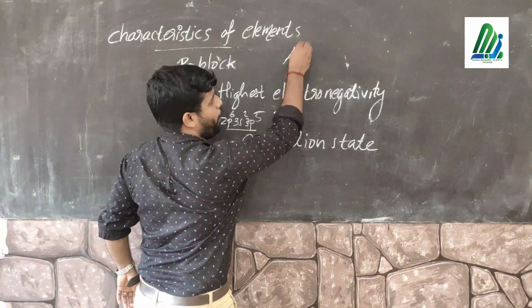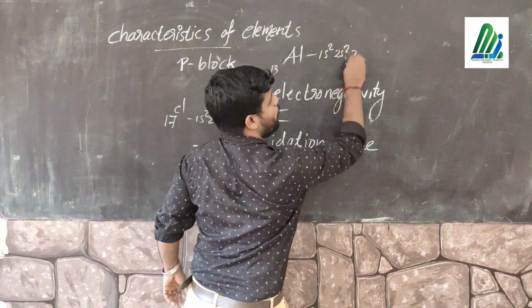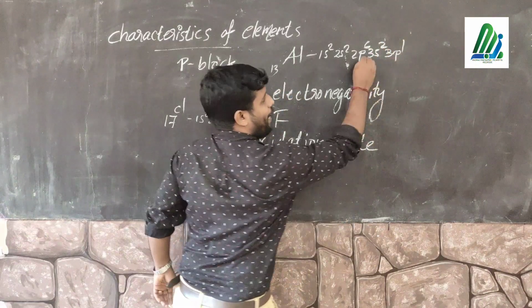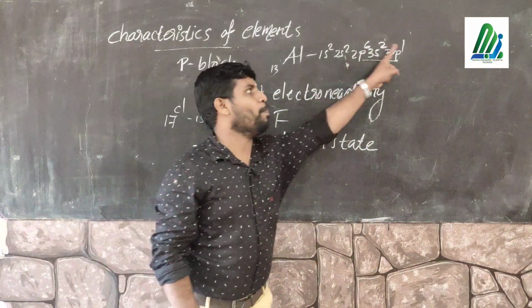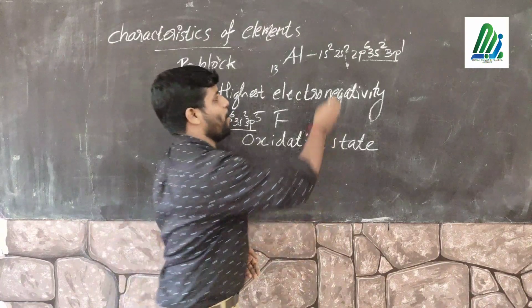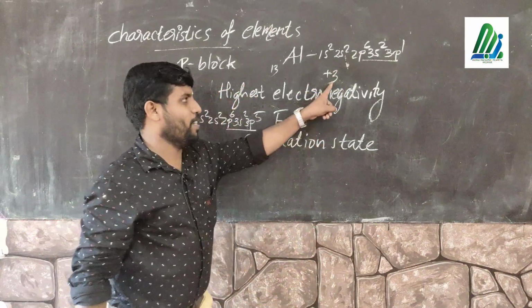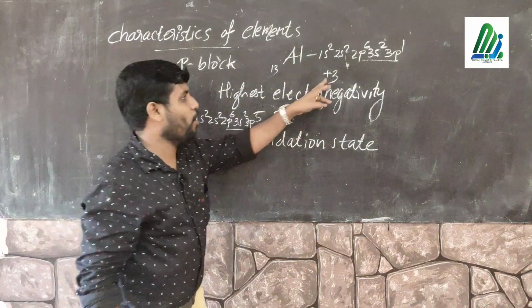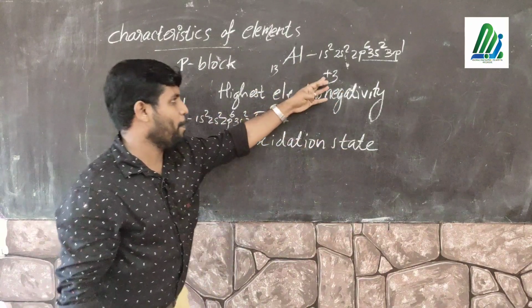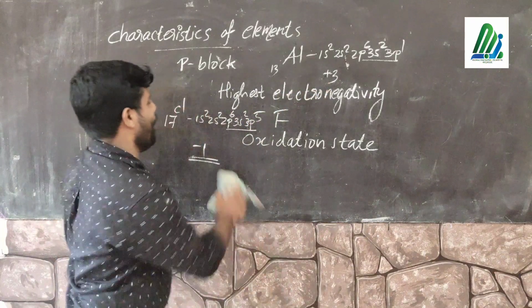For another example, aluminium, atomic number 13. The electronic configuration is 1s2, 2s2, 2p6, 3s2, 3p1. The valence shell, the third shell, contains 2 plus 1, 3 electrons. To attain stability, it is easy to donate the 3 electrons, so plus 3. That is the oxidation state. For aluminium, the oxidation state is generally always plus 3, so it has a fixed oxidation state. It may be positive or negative, but the value is a fixed number. That is the case for P block elements.